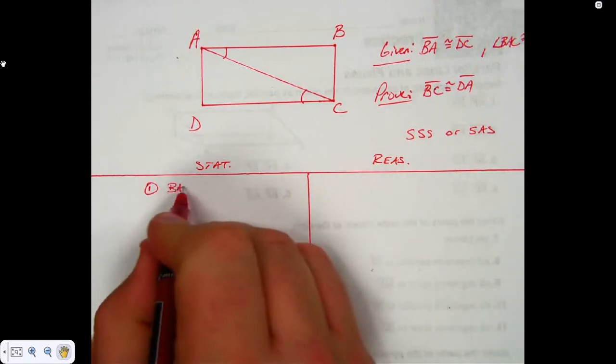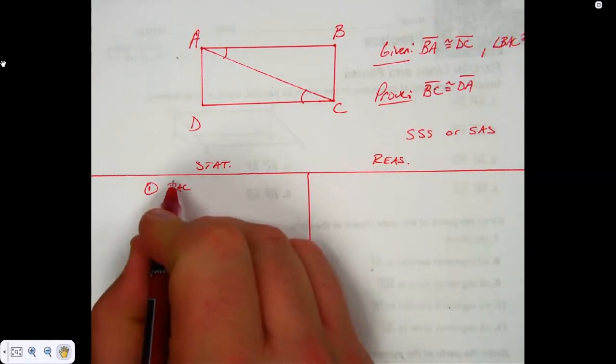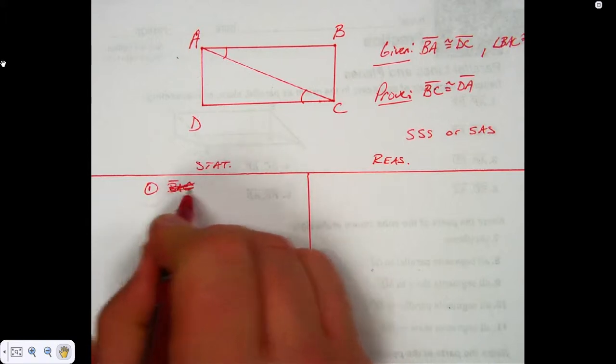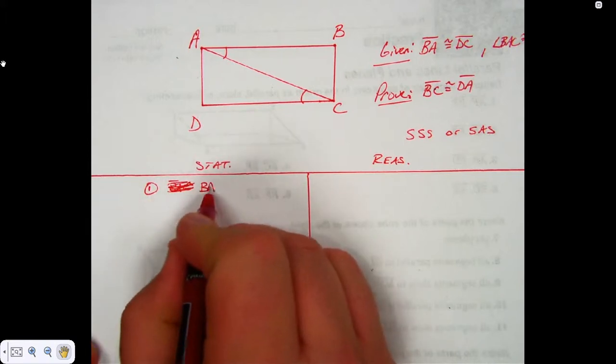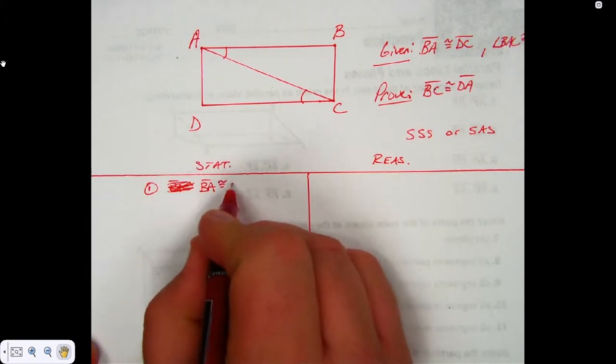Write down our what? Given. BA is congruent to DC.